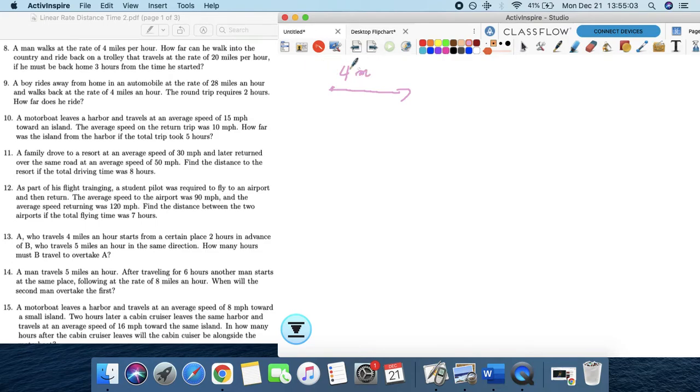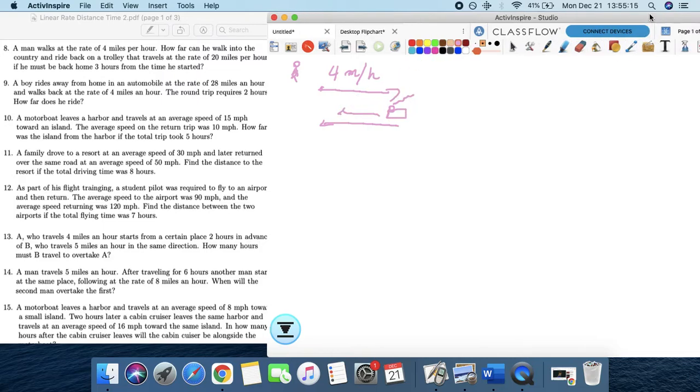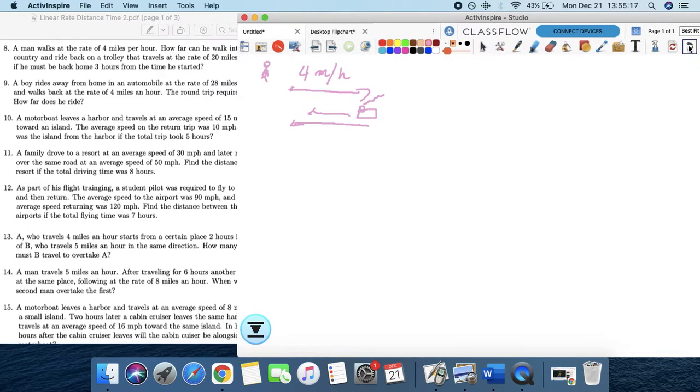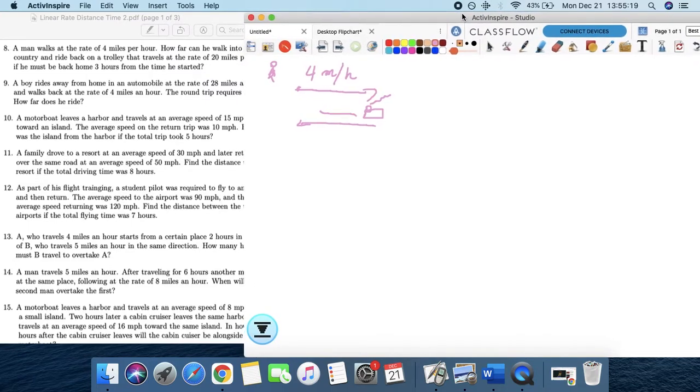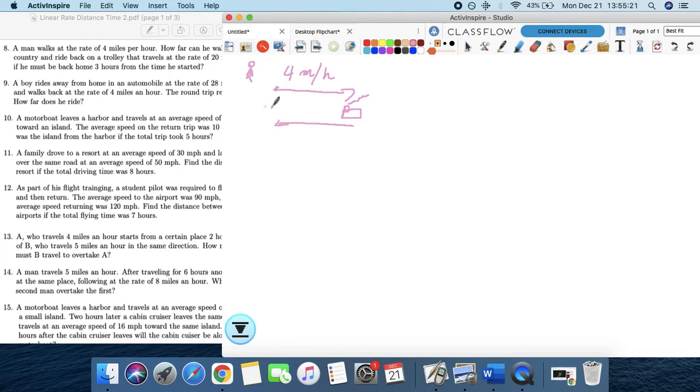So here's a man, he walks that way, and then coming back, he's on a trolley. Okay, and that's coming a little bit faster. It's coming back this way at 20 miles an hour. Okay, so I know that the whole thing took 3 hours. The time is 3 hours.